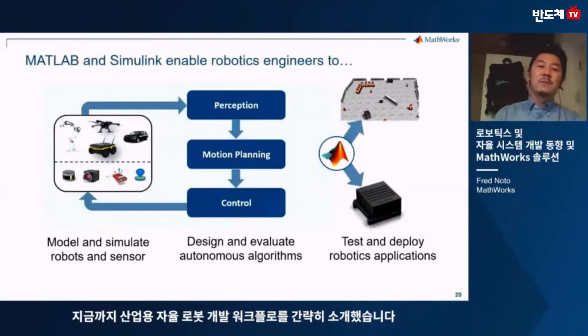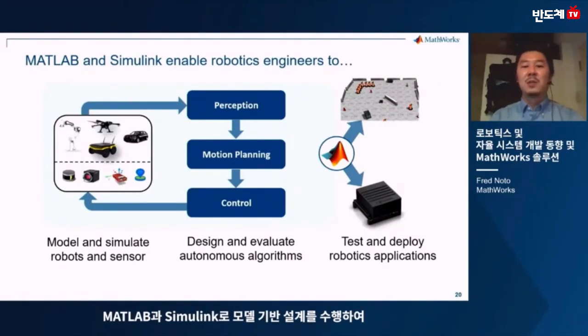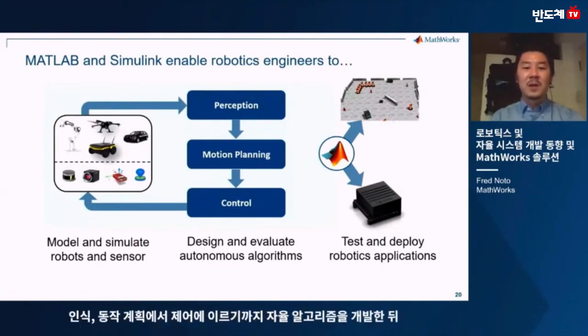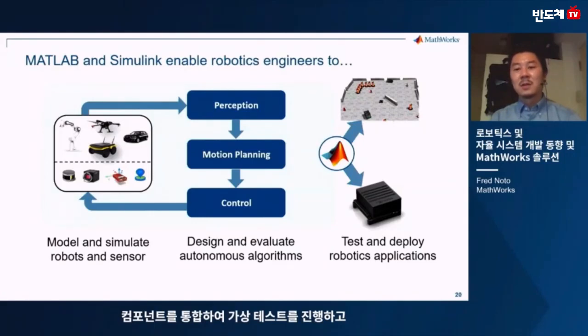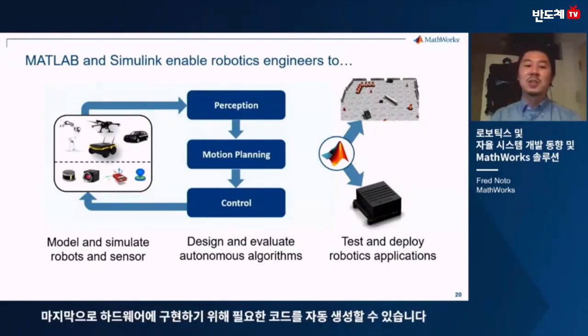So that was a brief introduction to the workflow for developing autonomous industrial robots. You can use model-based design with MATLAB and Simulink to model and simulate robots, develop autonomous algorithms from perception, motion planning to controls, integrate these components together, and test virtually, and finally, automatically generate the necessary code to deploy to your hardware.